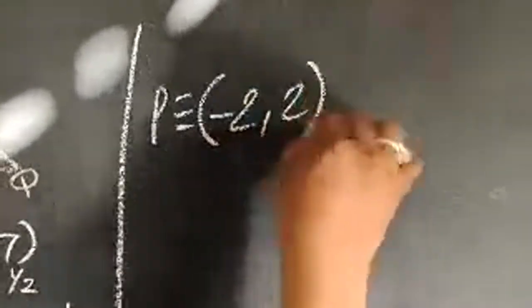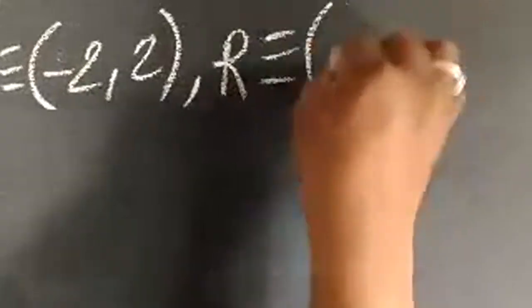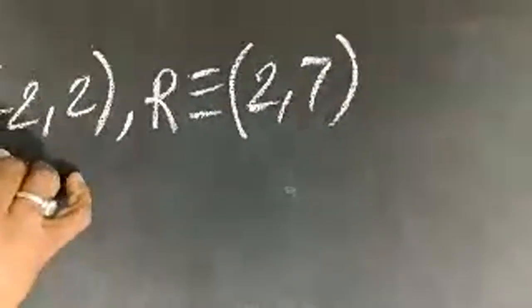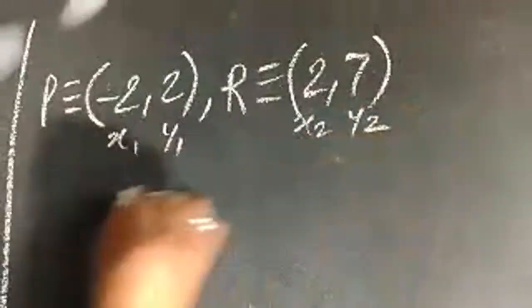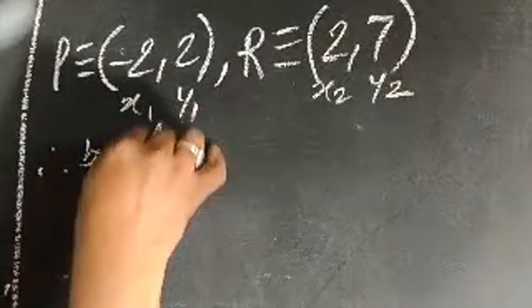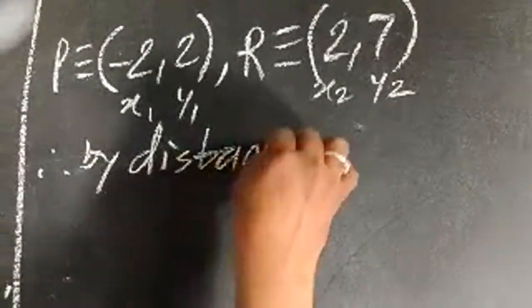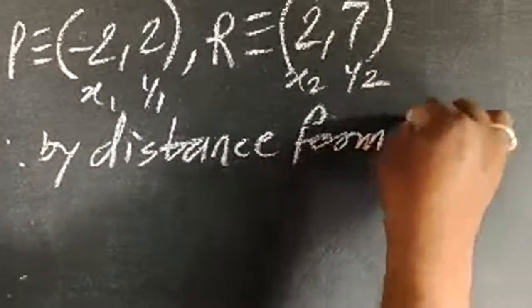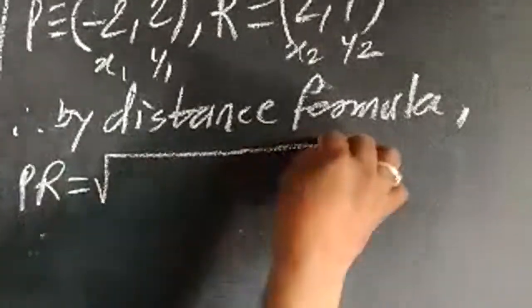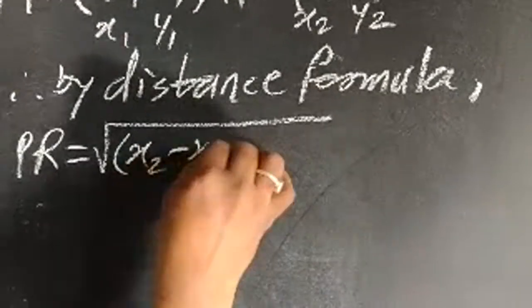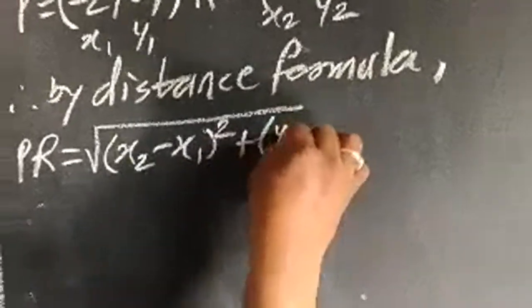Then next, P is equal to (minus 2, 2) and R is equal to (2, 7). This is x1, y1, x2, y2. By distance formula, PR is equal to square root of (x2 minus x1) bracket square plus (y2 minus y1) bracket square.